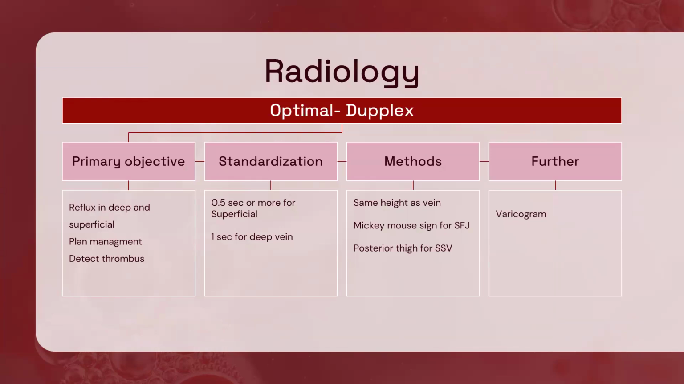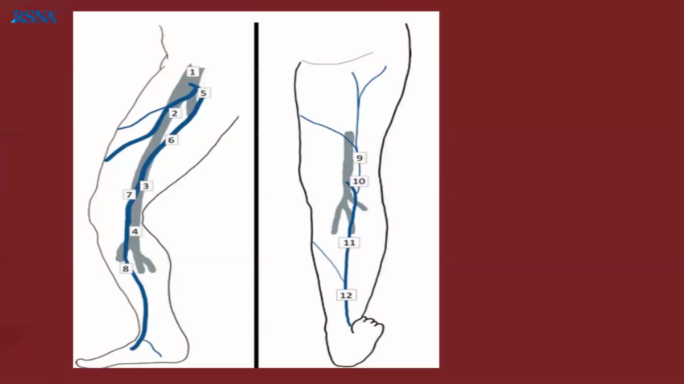Now for the radiology, as we know, the optimal investigation for chronic venous insufficiency is a duplex scan, wherein the primary objective is to find the reflux in deep and superficial segments of veins, give the plan of management, and detect thrombus. According to the vascular consensus and the radiological guidelines, this is what radiologists usually perform.